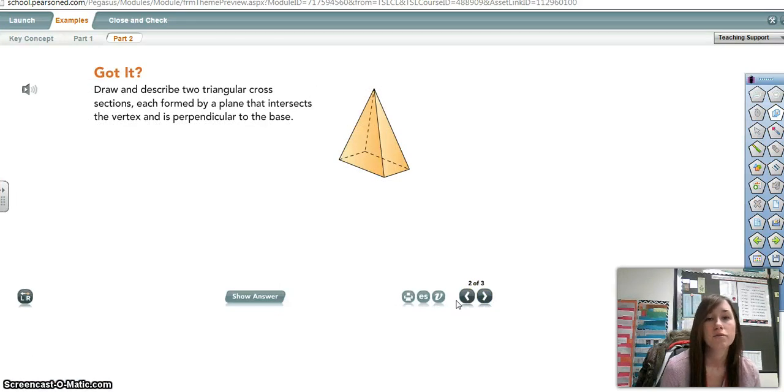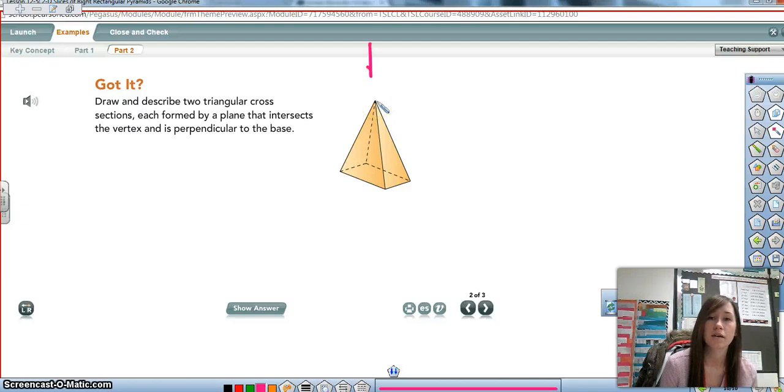Draw and describe two triangular cross sections, each formed by a plane that intersects the vertex and is perpendicular to the base. So you're going to cut through the vertex and be perpendicular to the base, making two different triangular cross sections. Whenever we get a triangular cross section, that's because we're cutting down on it. If we cut horizontal on it, we get that rectangle cross section. So we're cutting down on it. We could cut this way. We could even cut down on it through that top vertex and cut through it this way.